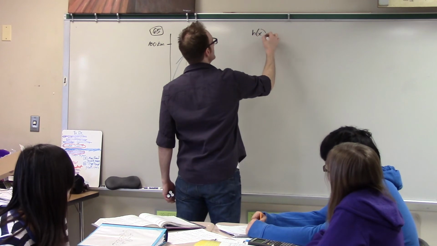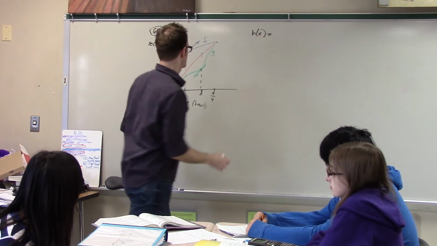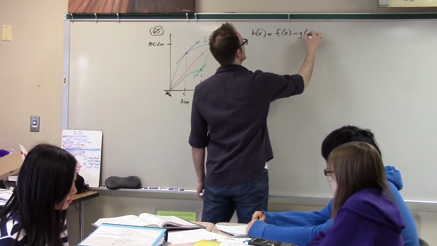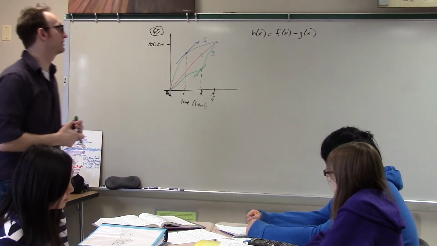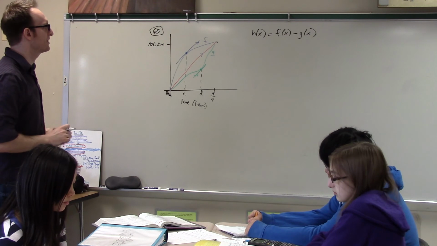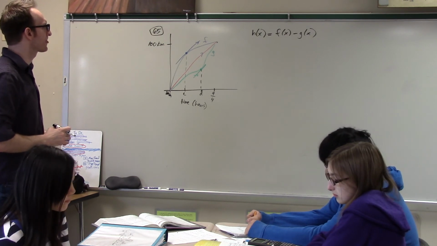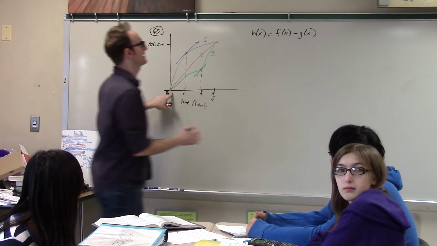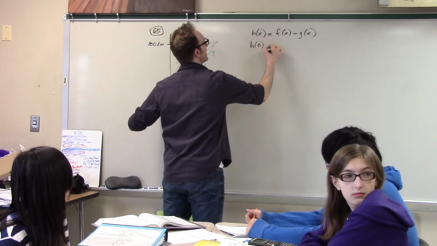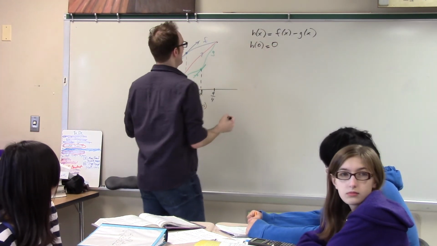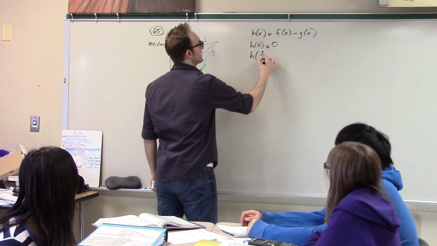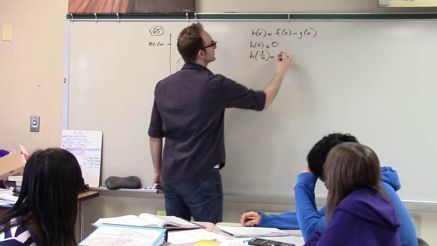You construct a new function, just like she said a second ago, which is the difference between these two functions. And then you note that, of course, they start the race at the same time, so h of 0 is 0. And they also end the race at the same time, so h of 9/4 is also 0.